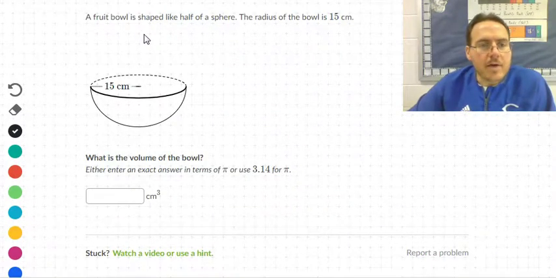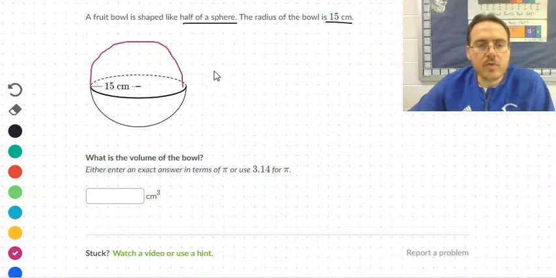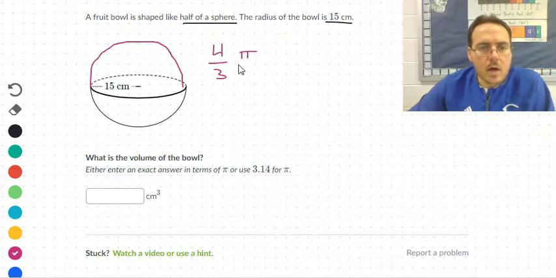Okay. A fruit bowl, which is half of a sphere, is shaped like half. See, there it is. Half a sphere. The radius of the bowl is 15 centimeters. What is the volume of the bowl? Okay. We'll do purple. So we're going to do the same as the sphere. We're going to do the volume of the whole sphere, and then divide by 2 at the end. So 4/3 pi r to the third power.